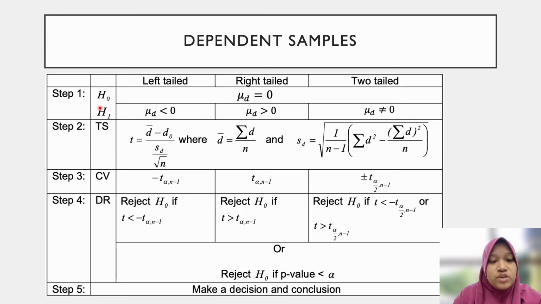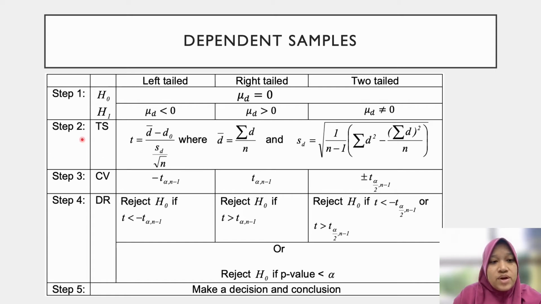For the null hypothesis, you should write mu d equals 0. Mu d refers to the difference between the first measurement and the second measurement. And then for the alternative hypothesis, for the left tail, we put mu d less than 0. For the right tail, mu d greater than 0. And for the two tail, mu d not equal to 0.